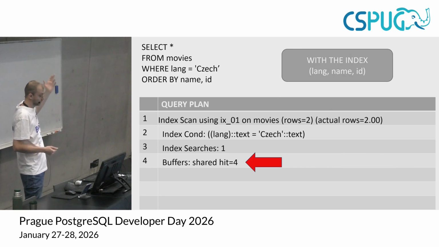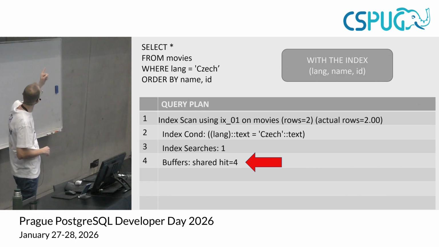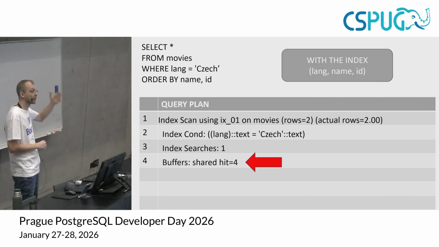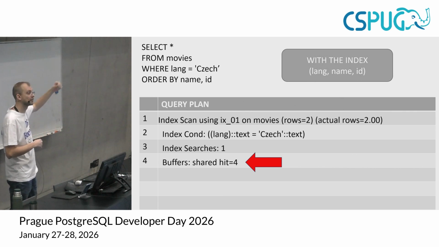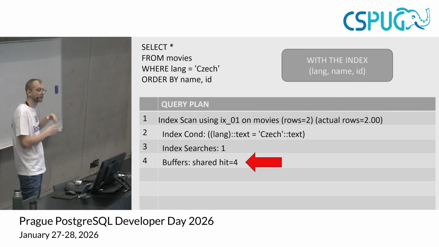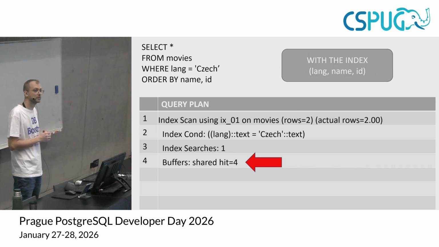I rerun the query, and this is the execution plan. Postgres used index scan, and I hit only 4 pages. 2 for index traversal, and because I have the star, I need all the columns, and in my index, I have only language, name, and ID, so I need to do a table lookup for every row to get the rest of the columns. And because my 2 movies in Czech are stored in separate pages, I need 2 pages for the table lookups. So I have 2 for index traversal and 2 for lookups, so I end up with the 4.